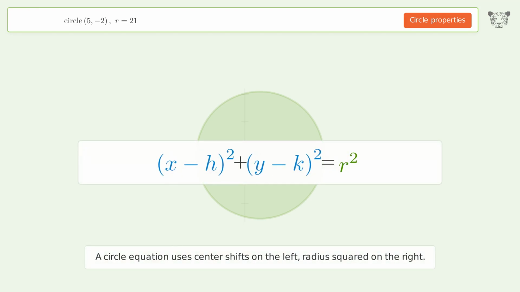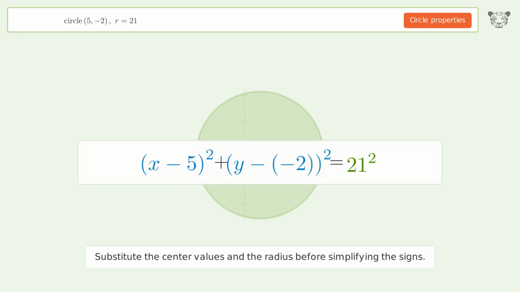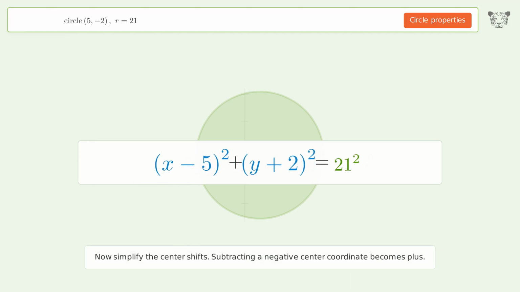A circle equation uses center shifts on the left, radius squared on the right. Substitute the center values and the radius before simplifying the signs. Now simplify the center shifts.